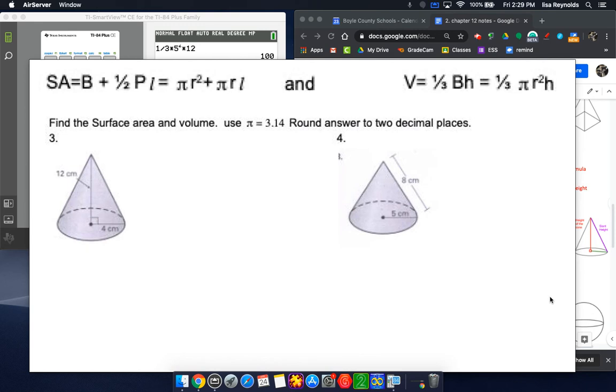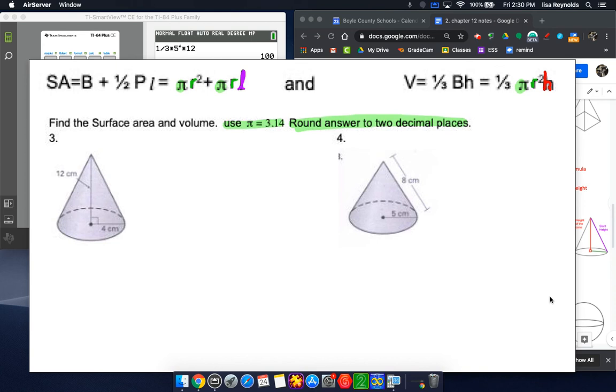So the next set of problems has a slight difference to our information. This time we're going to use 3.14 for pi, and we're going to round to 2 decimal places. So it's the same basic process, only this time we actually have a value to put in for pi. So we have our pi, we have our radius value, and then we have our heights. We have the perpendicular height for the volume, and we have the slant height for the surface area.